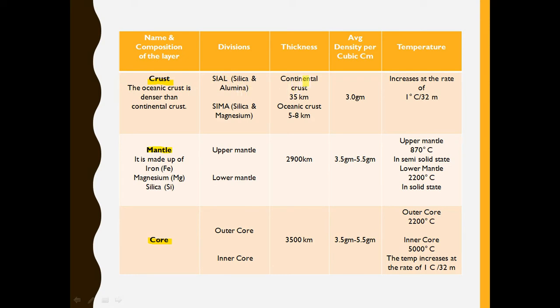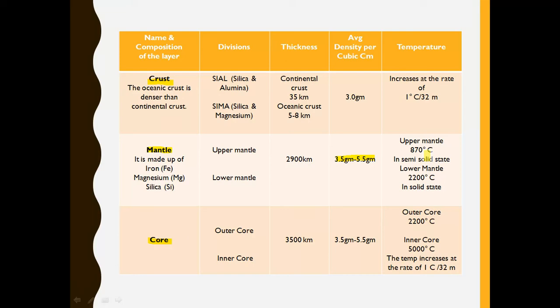Now, the thickness I've done on the continents, it is 35 kilometers. On the oceanic floor, 5 to 8 kilometers. The average density is 3 gram and the temperature increases in crust about 1 degree centigrade for every 32 meters. Mantle, the divisions are upper mantle and lower mantle. It extends up to 2,900 kilometers and the density is 3.5 to 5.5 grams.